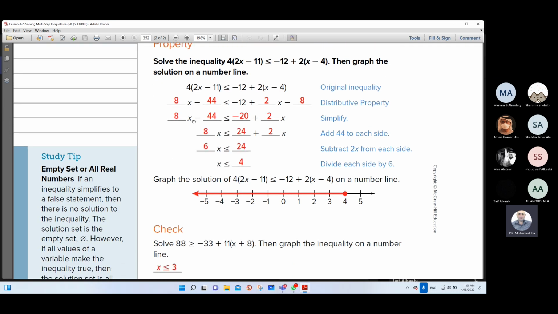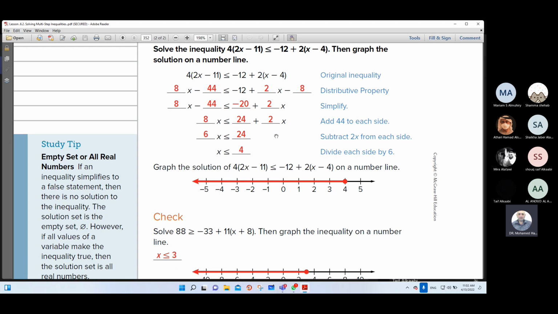As you see, in the first side, you can rewrite the same first side, 8x minus 44 is less than or equal. And here we can add the like terms. Minus 12 and minus 8 will be minus 20 plus 2x. Then we can remove minus 44 from the side, so add to the two sides 44. Minus 44 plus 44 will be 0. Remains here 8x less than or equal. We have here 44 and minus 20 will be 24 plus 2x.